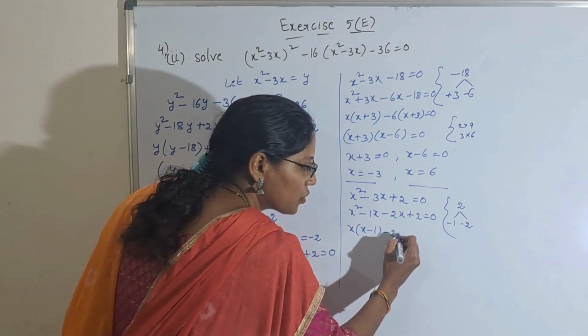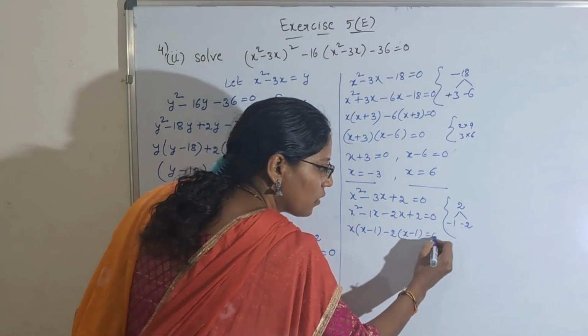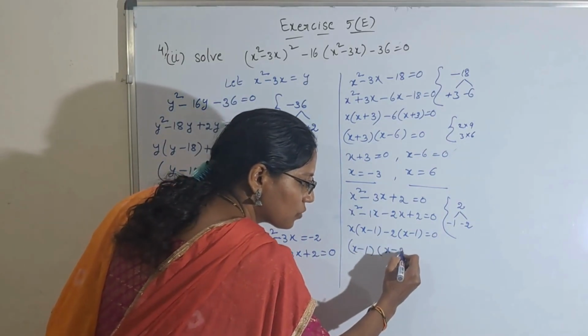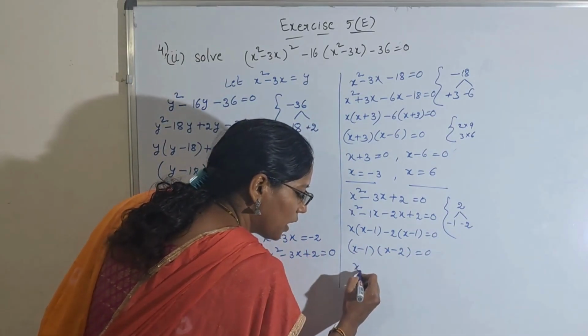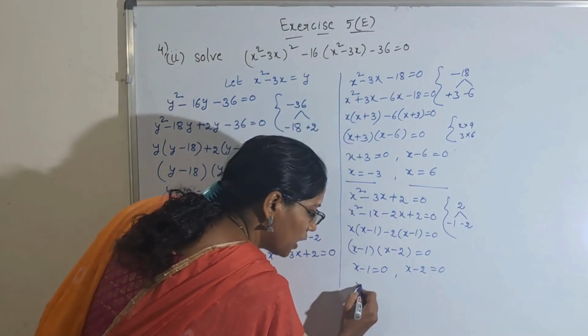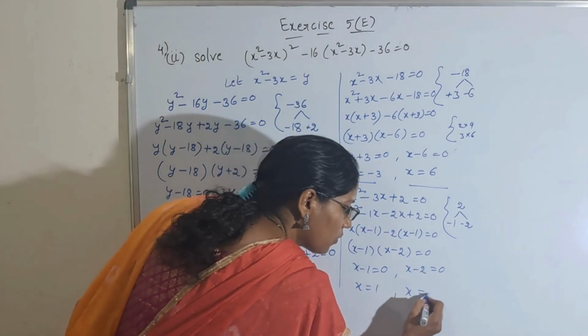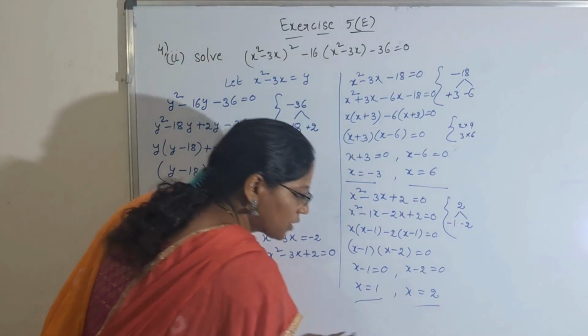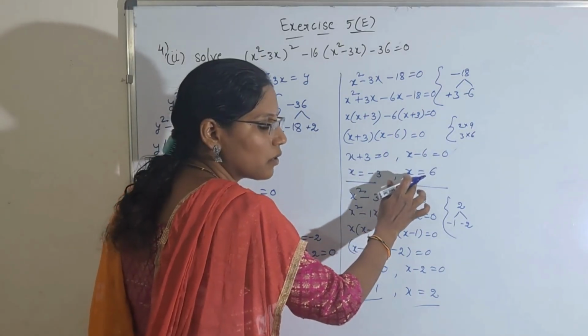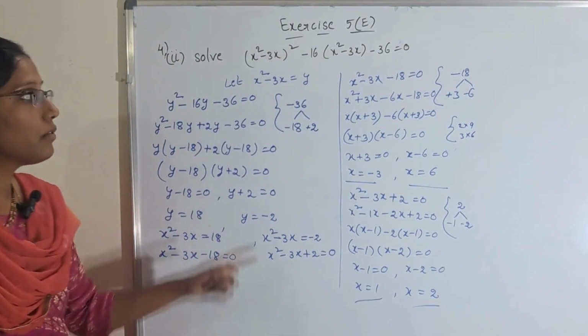Next two terms, minus 2 is common: x minus 1 equal to 0. x minus 1 again common, here x minus 2 equal to 0. x minus 1 equal to 0, x minus 2 equal to 0. x is equal to 1, x is equal to 2. So x equal to 1, x equal to 2, x equal to minus 3, x equal to 6. These are the factors of the given equation.